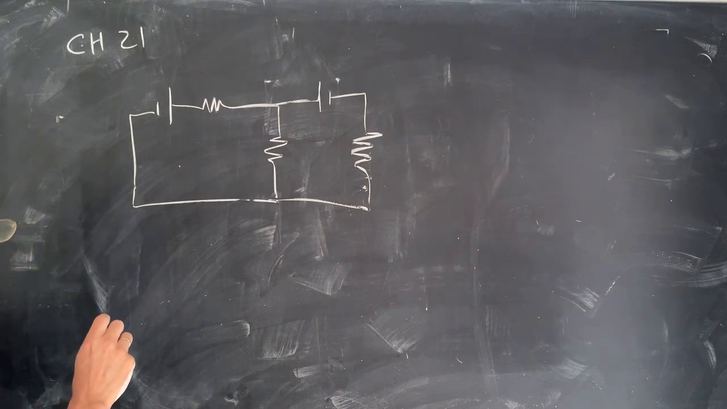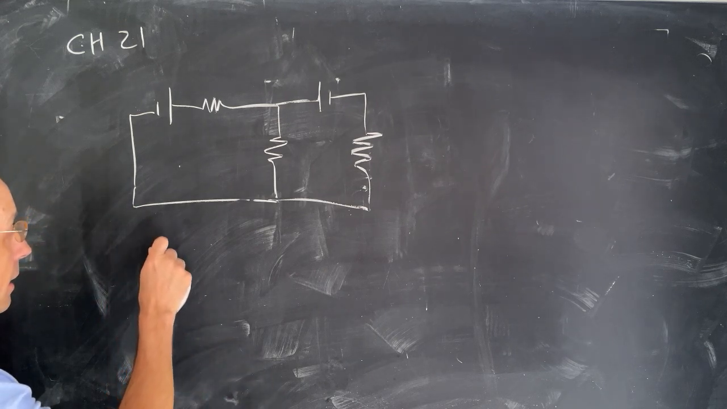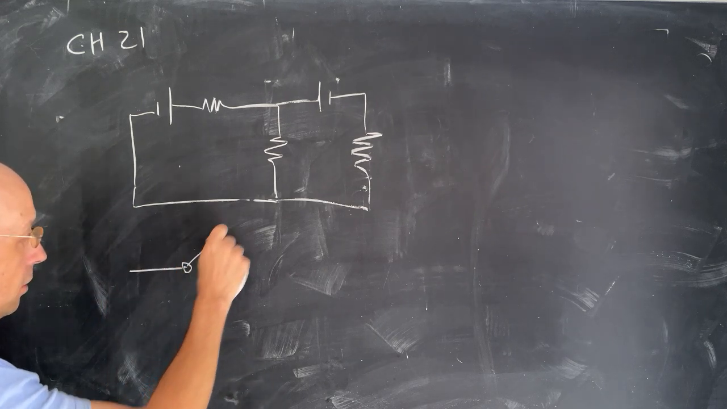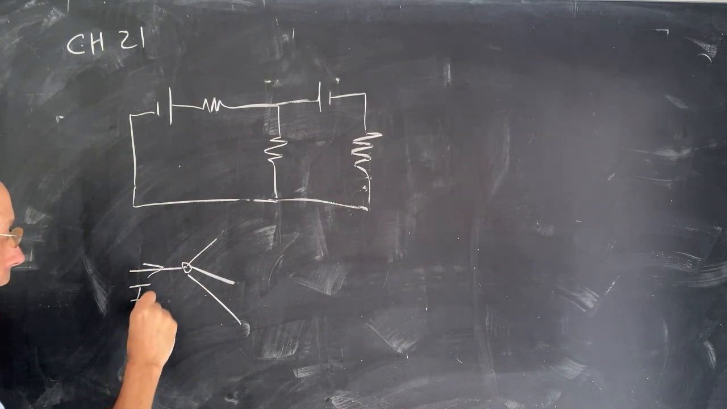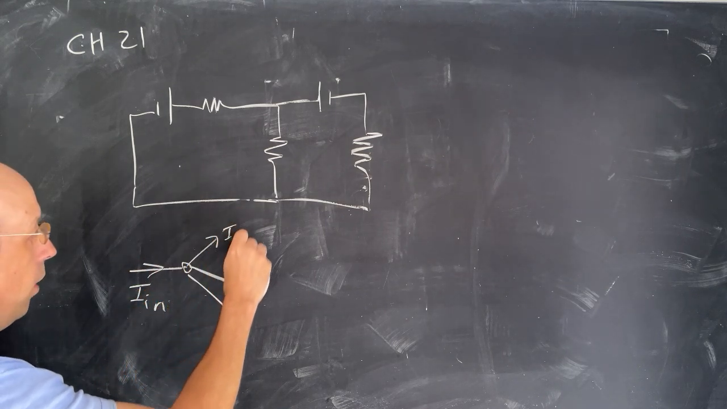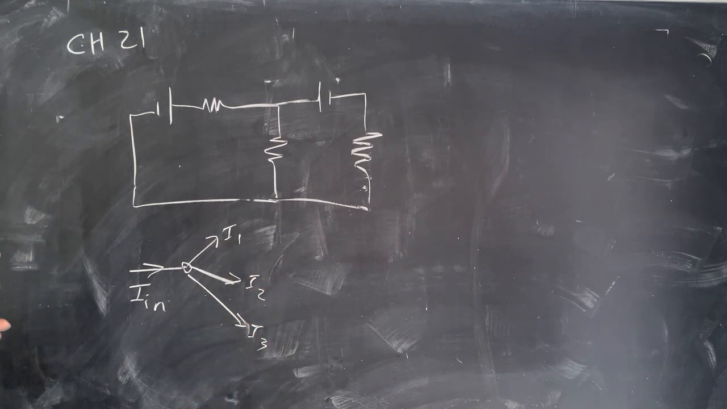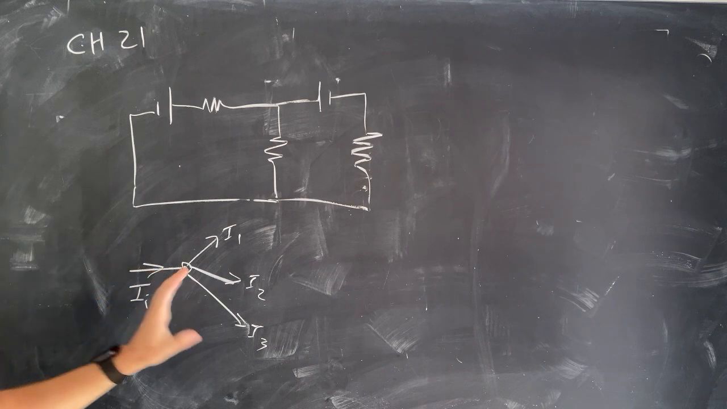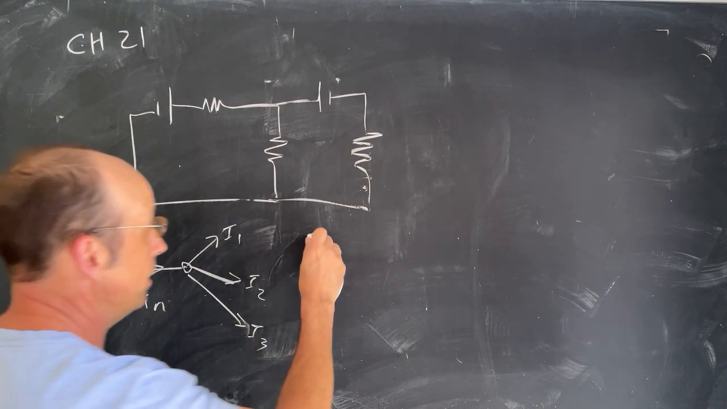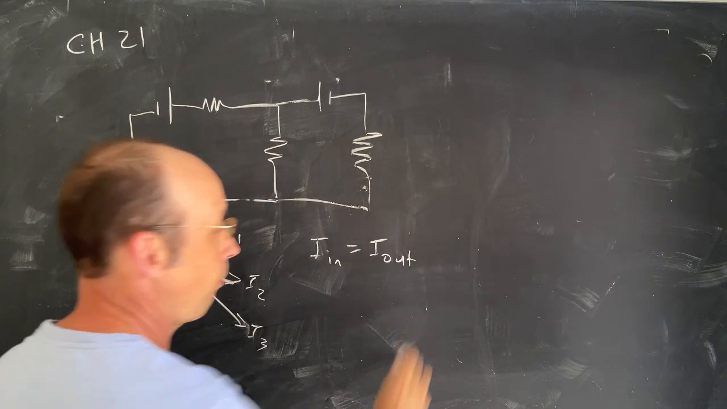These are what's called Kirchhoff's loop rules. So Kirchhoff's rules. The first one says that if I have a junction and current coming in, I'll call that I in, and this would be I1, I2, I3. Since charge is conserved, the current coming in has to be the current coming out. We can write this as I in equals I out.